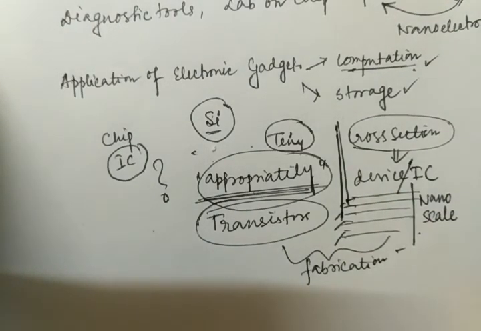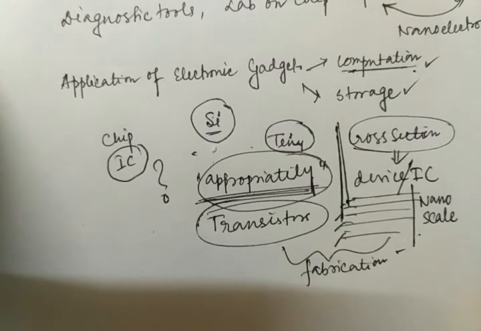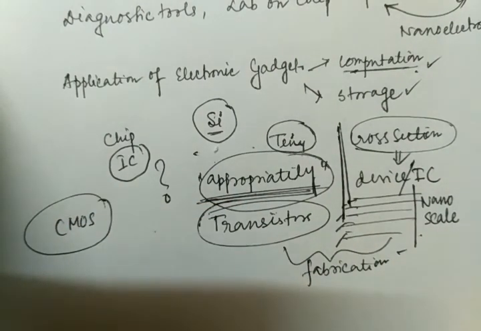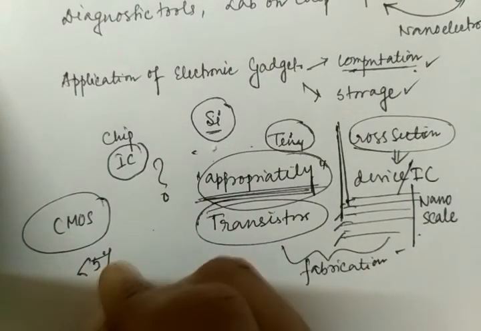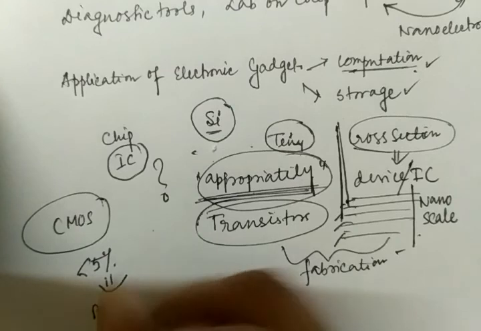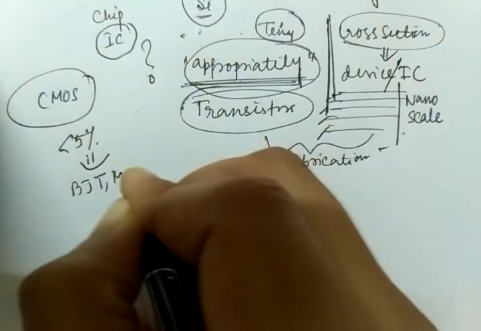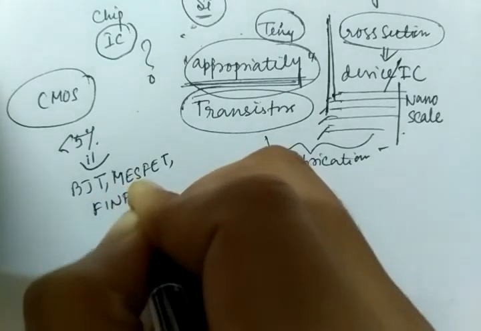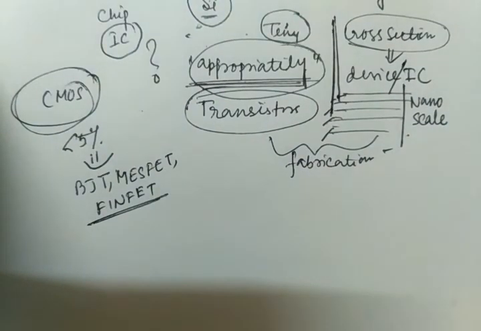And today we talk about CMOS, complementary MOSFET. We see that most electronic devices are designed using CMOS, and a very small fraction of devices, less than 5%, are designed using BJT, MESFET, FinFET, etc. FinFET is also in your syllabus. But most of the devices are designed using CMOS.